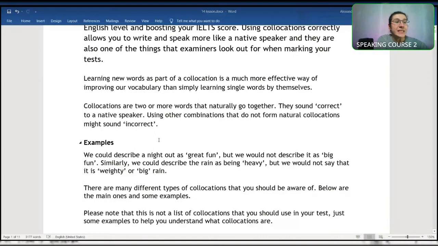Oh yeah, here we go. They sound correct to a native speaker. This is kind of a funny thing. I guess it's kind of like a superpower that native speakers have in English. Like, when I hear two words together, I instantly know whether they sound good or they don't sound good.